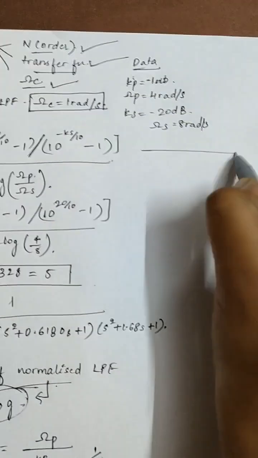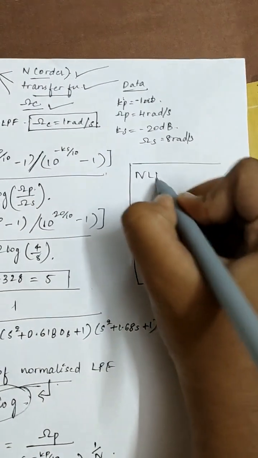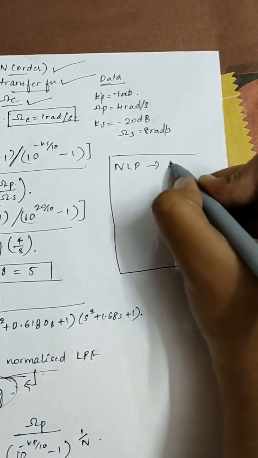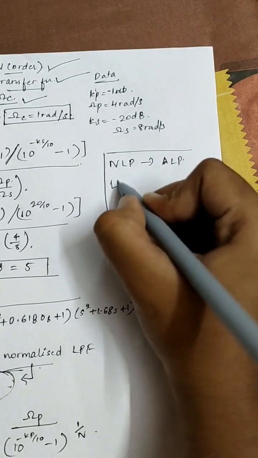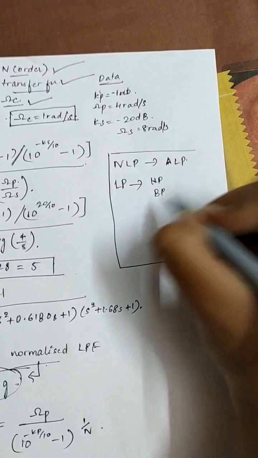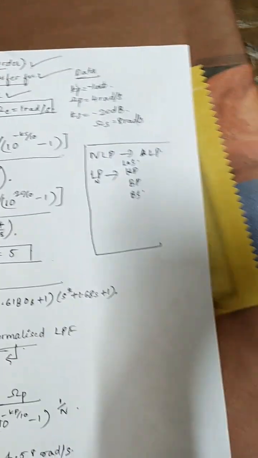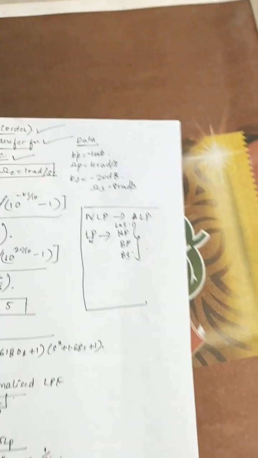They may give you this type of questions, like now from normalized low pass, you have converted into our analog low pass, right? Next, they may give you low pass and say find high pass, band pass, and band stop. Normalized low pass to analog low pass also they can ask. So these four types also they can ask. For that, what you have to do exactly in the sense.